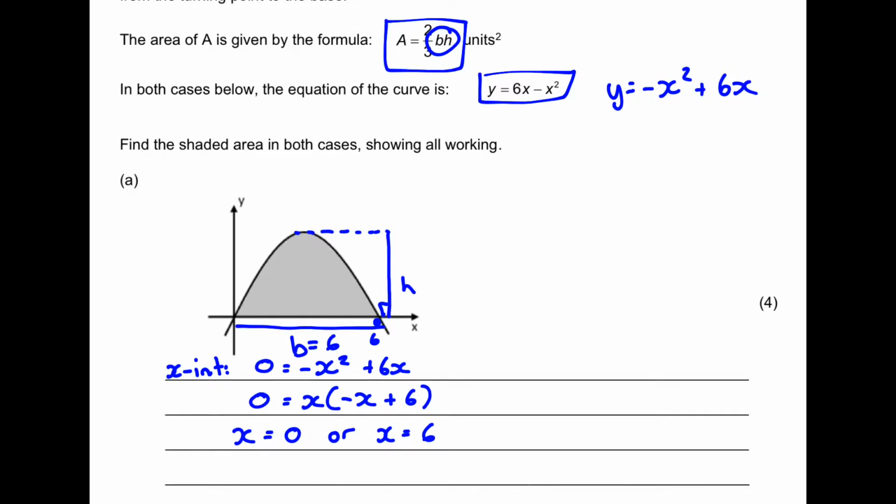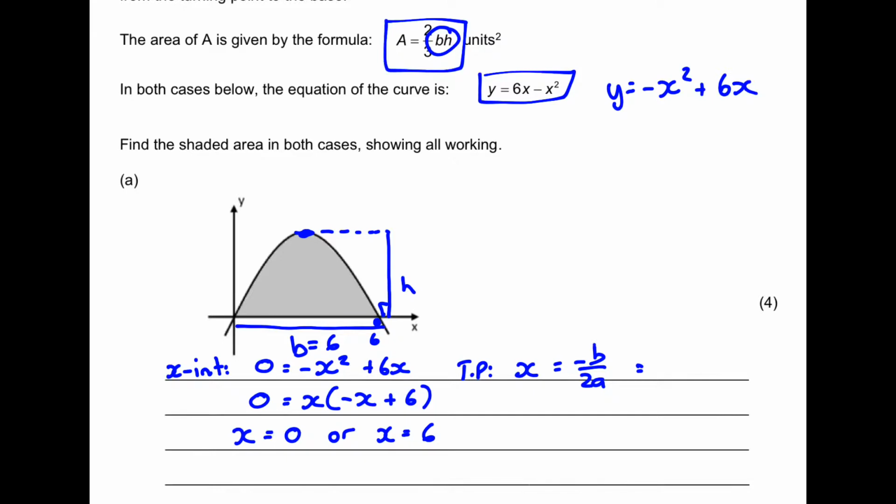For H, we need the y distance here, but we can work out the x value at the turning point by using x equals minus b over 2a. Now remember, don't get confused. This b does not refer to that B. It's from the standard form, ax squared plus bx plus c, that we're using that b.